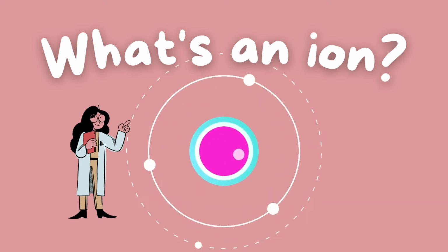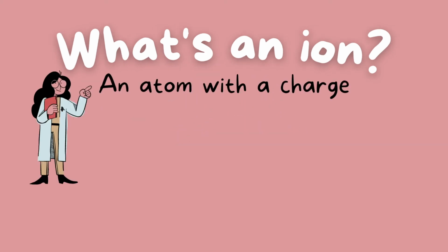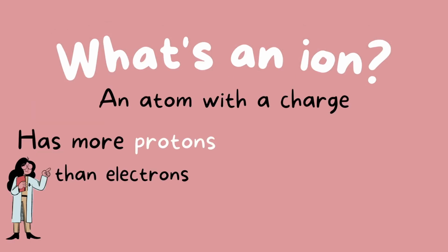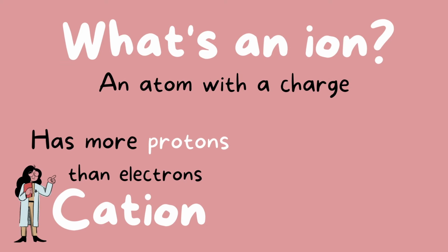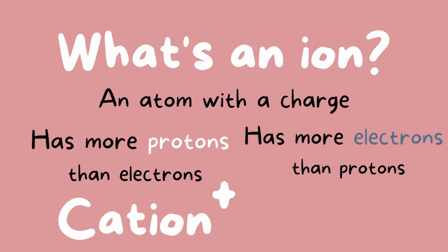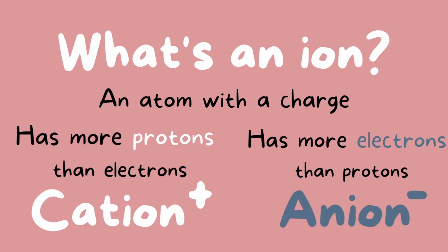What is an ion? An ion is an atom with a charge. An atom gets a charge when it gains or loses electrons. An ion either has more protons than it does electrons, in which case it's called a cation with a positive charge, or it has more electrons than protons, in which case it's called an anion with a negative charge.